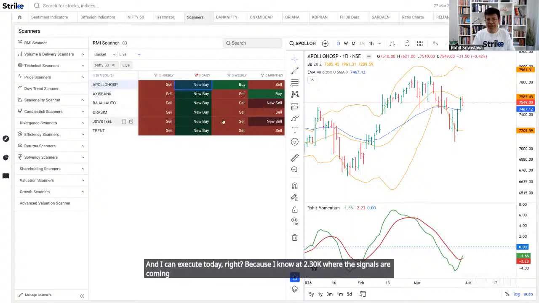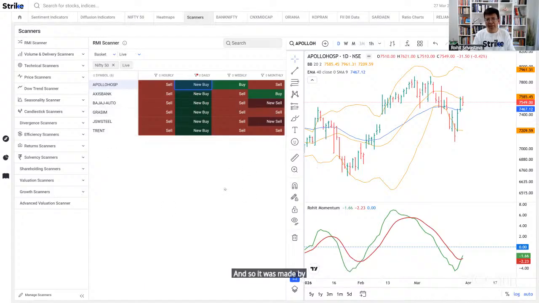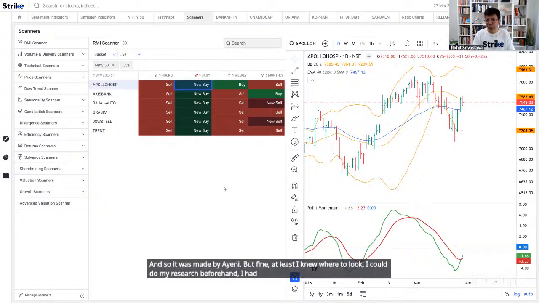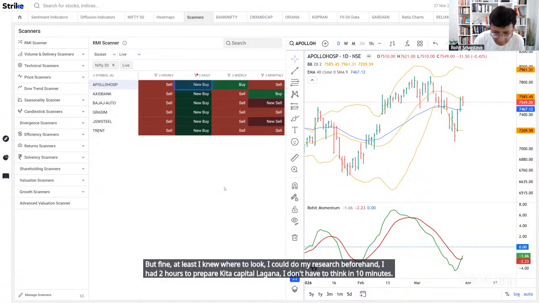At 3:30 when I check again, it's possible that out of 7 stocks, there are only 3 left. The other 3 fell, and so there was no buy signal in them. But fine, at least I knew where to look. I could do my research beforehand. I had 2 hours to prepare how much capital to deploy. I don't have to think in 10 minutes. And I can execute today.